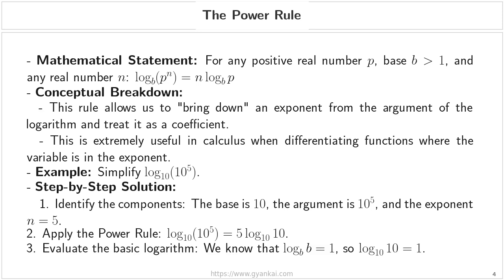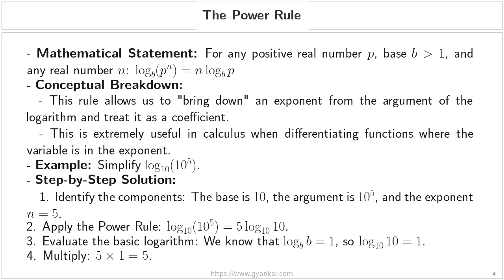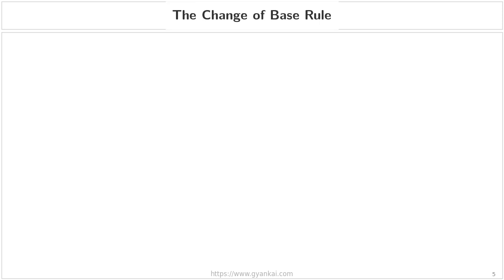Third, we evaluate the basic logarithm. We know from our previous studies that any logarithm where the base and the argument are identical equals 1. Therefore, the logarithm base 10 of 10 is equal to 1. Finally, we perform the multiplication. 5 times 1 equals 5. With the product, quotient, and power rules now established, we have the tools to manipulate most logarithmic expressions. In the next slide, we will discuss how to handle situations where the base is not convenient, using the change of base rule.